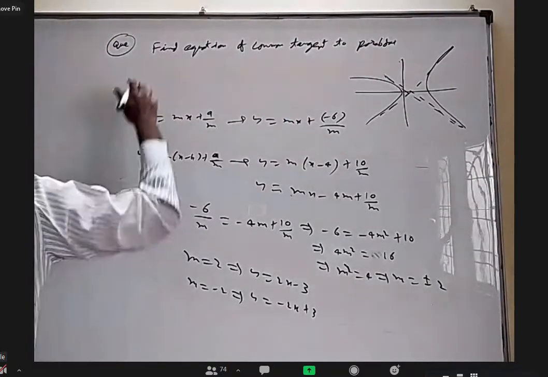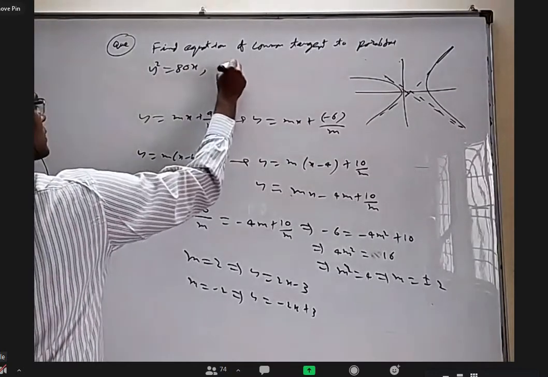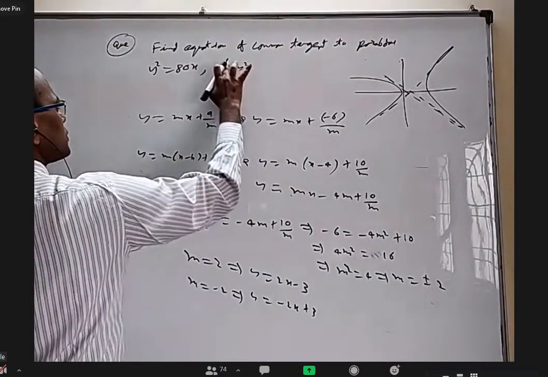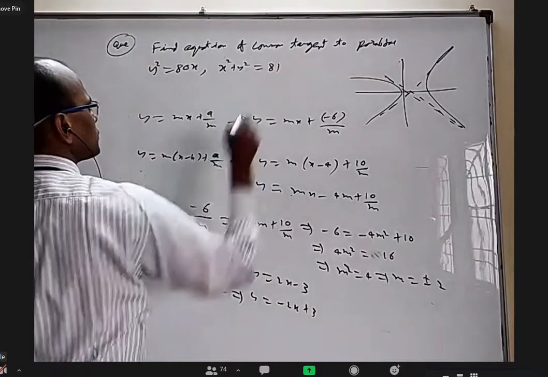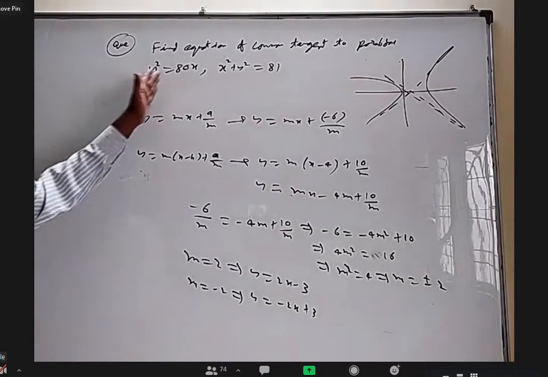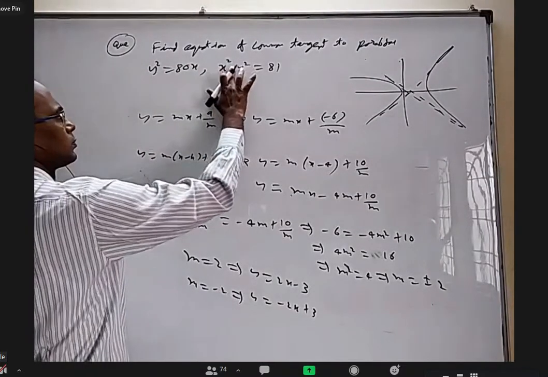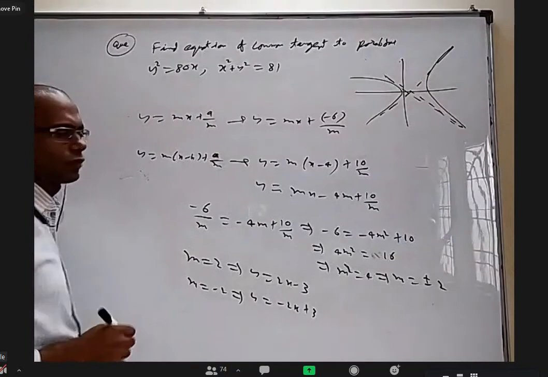Next question. y square equal to 80x and circle x square plus y square equal to 81. y square equal to 80x parabola, x square plus y square equal to 81 circle. We have to find a common tangent.